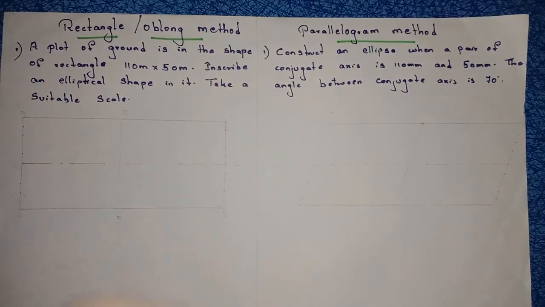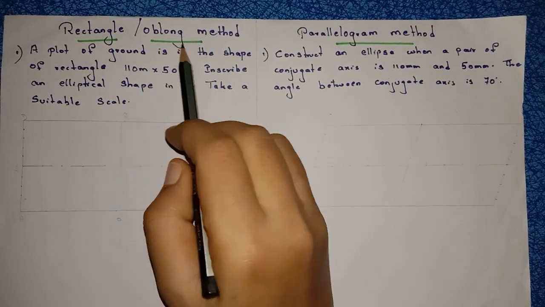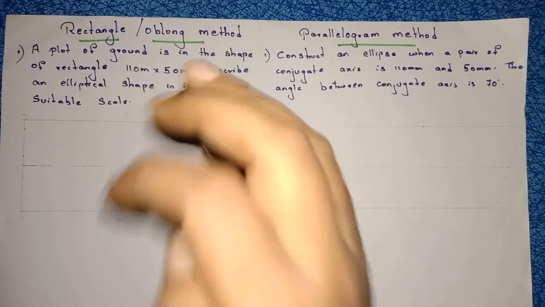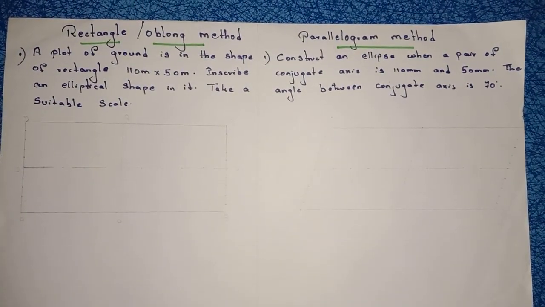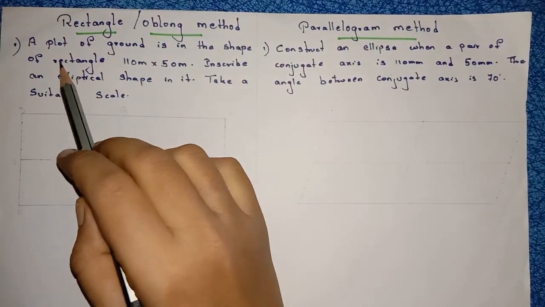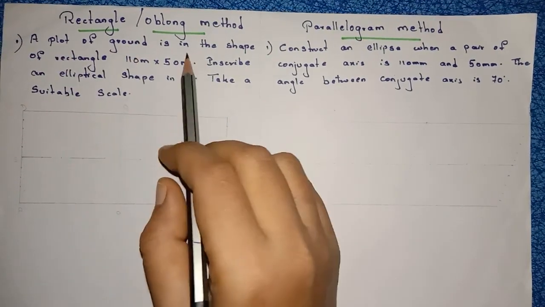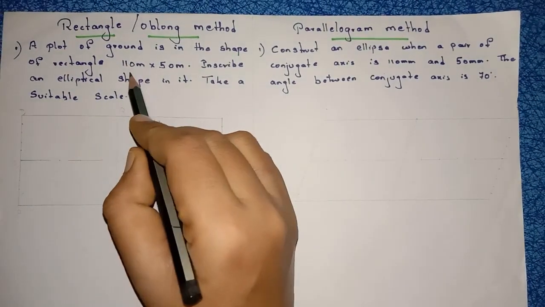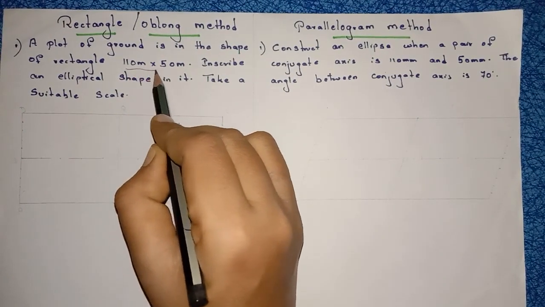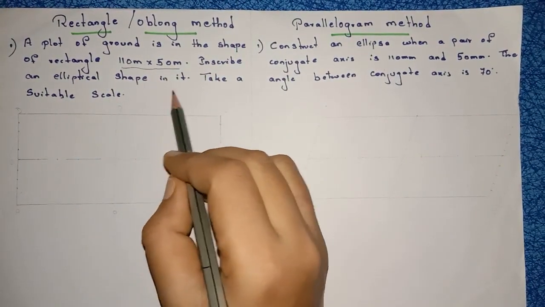Okay, let us start the next method to construct an ellipse, that is the rectangle method or oblong method. We can call it the rectangle method or the oblong method. Now coming to the question: a plot of ground is in the shape of a rectangle, 110 meters by 50 meters. Inscribe an elliptical shape in it.